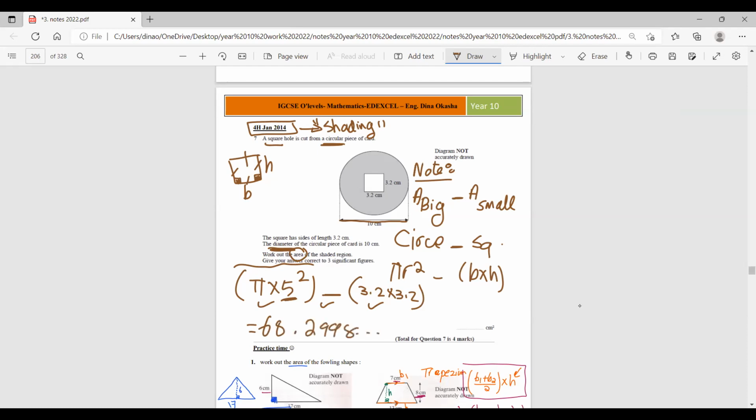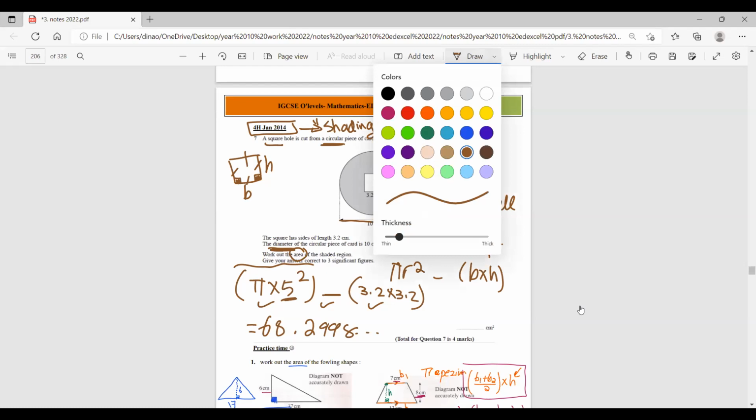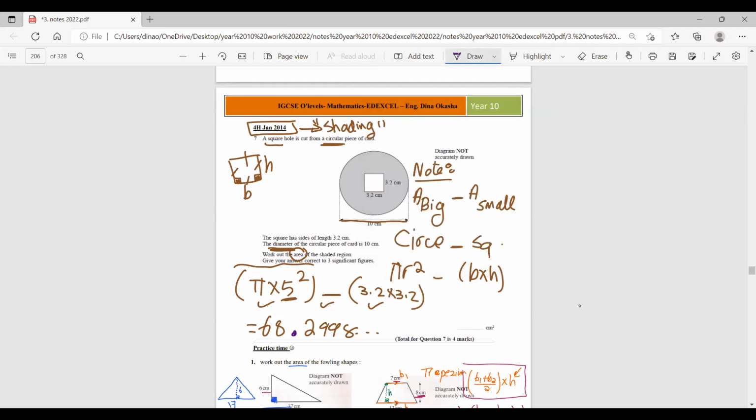68.2998 حاجات كده لانه مش هينفع ابدا ان احنا ننقص درجه عشان الراوندنج. The question says round your answer to 3 significant figures. Now where is the third significant figure? From the left, ignoring the decimal, the third number. طبعا لازم اتاكد انه اول رقم مش زيرو. This is the third significant figure.